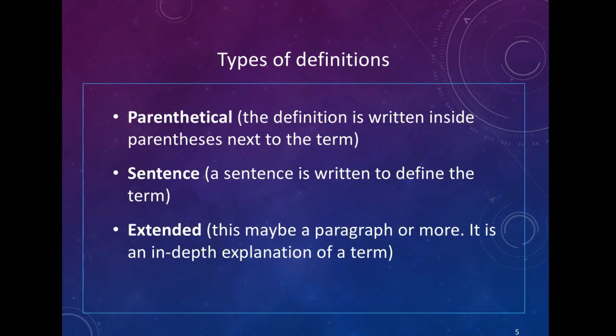There's parenthetical, and this is the kind of definition that's written inside parentheses next to the term, just like I did there. A sentence is literally what it says, a sentence or more, a couple of sentences that define a specific term. And then extended. Extended is usually like a paragraph or more, and it's really an in-depth explanation of a term.